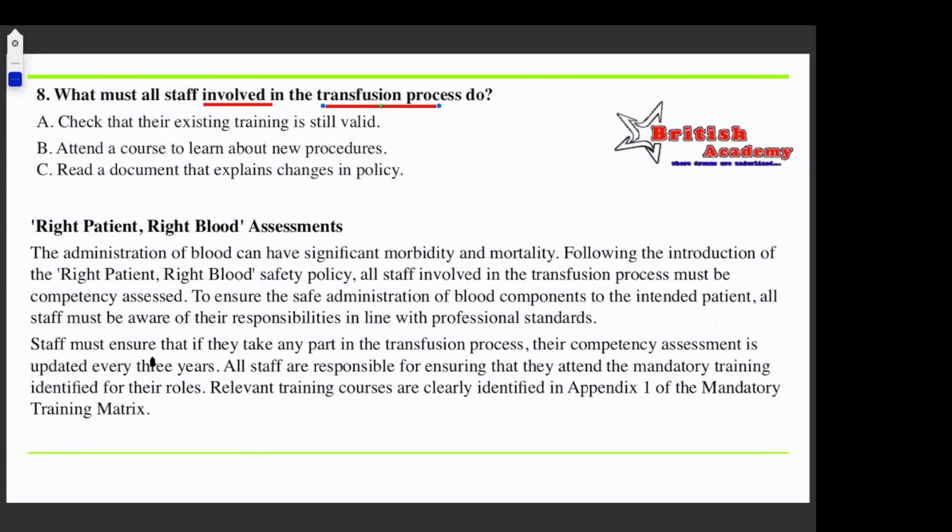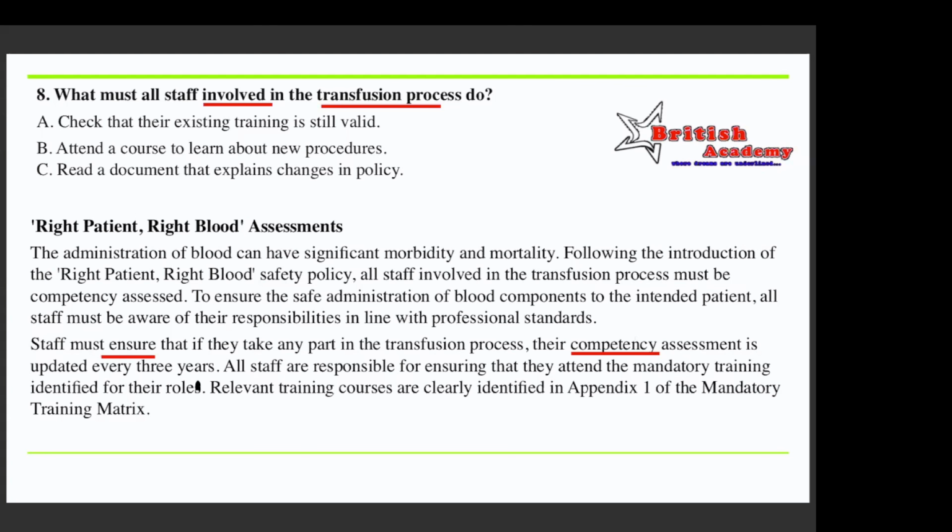Staff must ensure, keyword, ensure that if they take any part in the transfusion process, they are competent, meaning how eligible they are to do a particular process and what kind of knowledge they possess in terms of the transfusion process. Like for example, a trained nurse or a trained doctor should be involved in the transfusion process. That is what the question asks you to do.